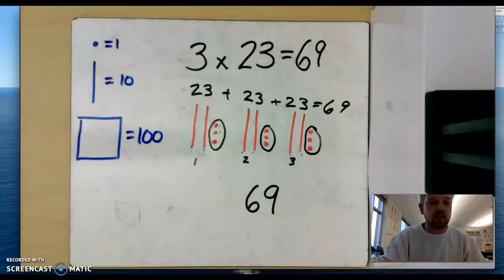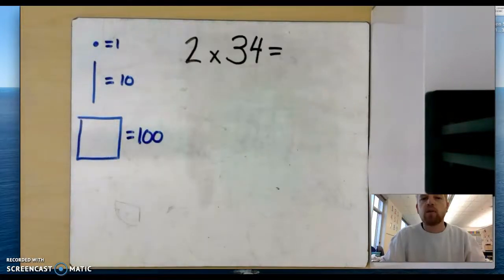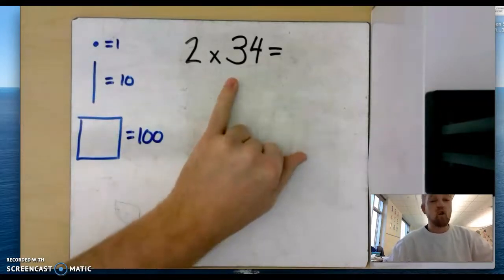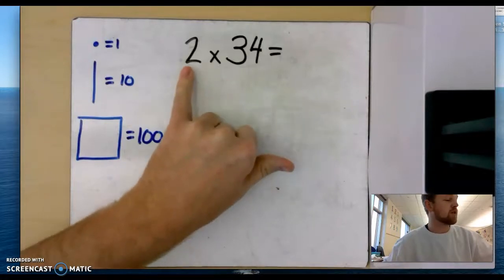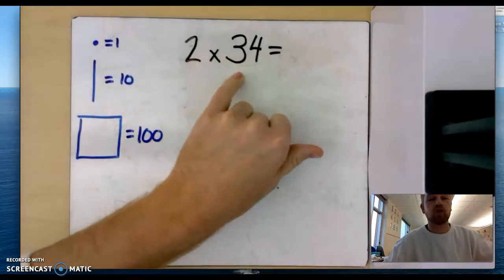So let's go ahead and take a look at another problem. Now I'm going to take a look at 2 times 34. So again, I need to know what my problem is telling me, and this problem is telling me that I have 2 groups and each one is 34 big.